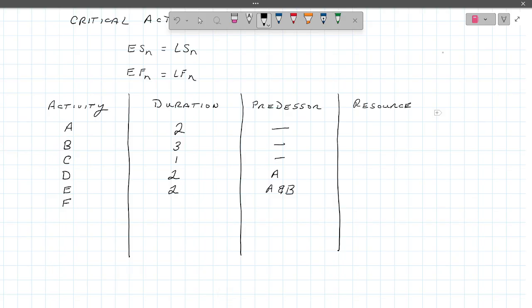F takes 2 days, and we have D, E, and C as predecessors. And then G is going to be our last activity. That takes 1 day, and the predecessor to that is F.